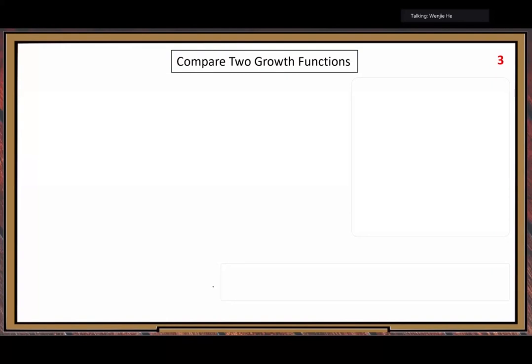Compare two growth functions. Two growth functions correspond to two different algorithms, right? Yeah, because growth functions come from their corresponding algorithms. First, we need to go back to the original algorithms. Here, we go back to our problem 6, the element uniqueness problem.